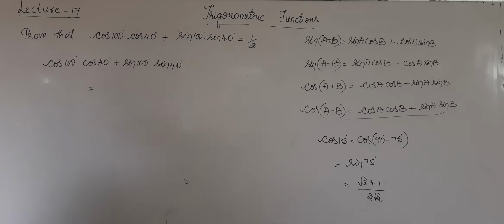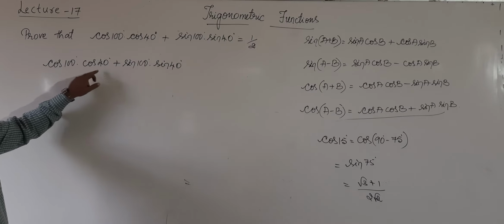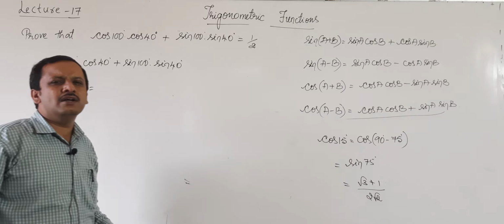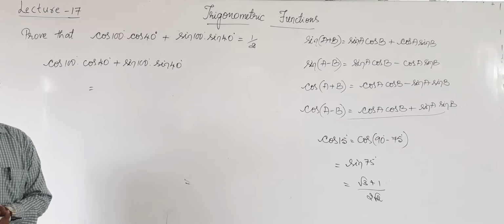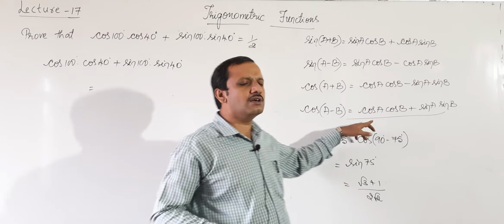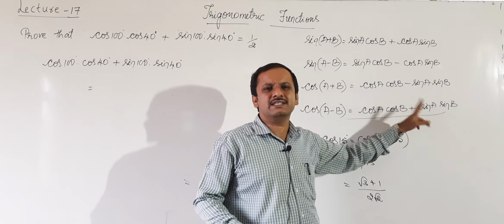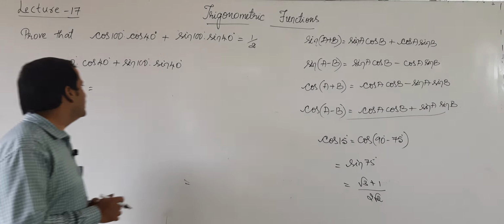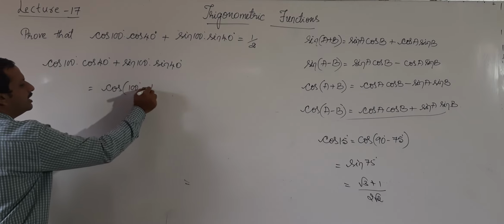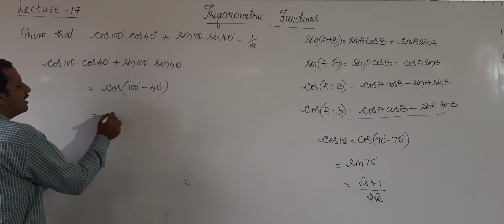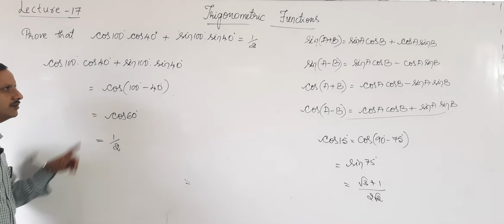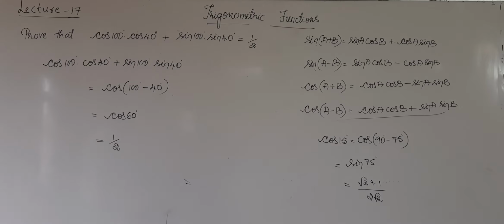Okay, look at this. This looks like cos A cos B plus sin A sin B. Cos A cos B plus sin A sin B is nothing but cos A minus B. So this is equal to cos A minus B. Here A is 100 degree, B is 40 degree. So 100 minus 40, that is 60. Cos 60 value is equal to 1 by 2. That's exactly what we want.